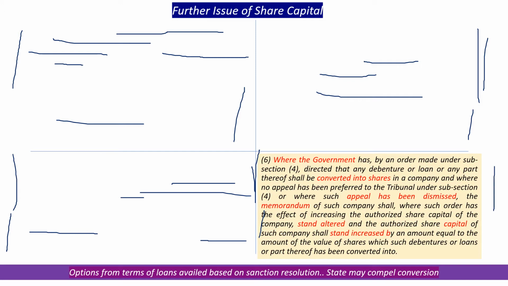And as we said, if the company moves the tribunal against the order of the government, and if the appeal has been dismissed, then the company is bound to implement the decision of the government to issue further shares in conversion, and automatically the share capital in various documents of the company stands increased to the extent of the new issue approved by the state government.